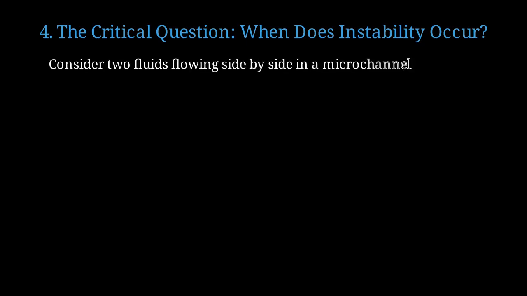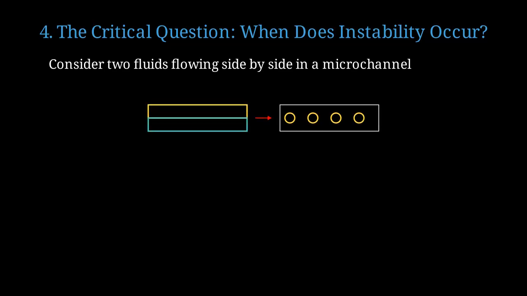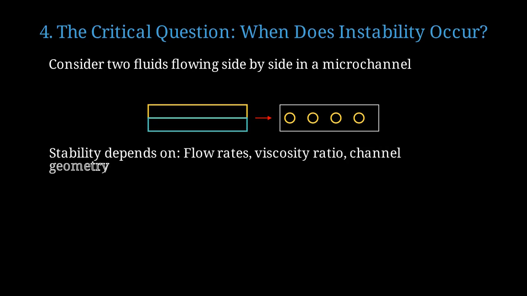Imagine two immiscible fluids entering a microchannel side by side, initially flowing in parallel with a smooth interface between them. The interface can remain stable with parallel flow on the left, or it can destabilize and break up into droplets on the right. Whether the interface remains stable or breaks up depends on the flow rate ratio, the viscosity ratio, and the channel geometry, including width and shape.